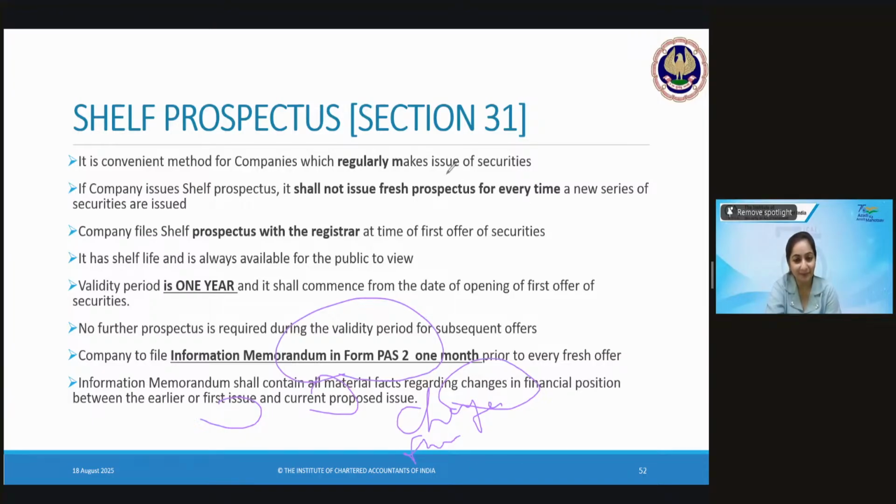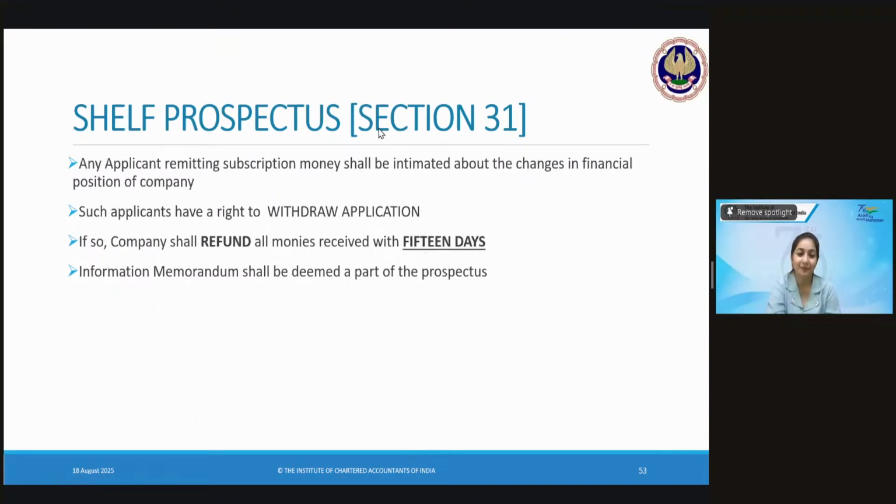Good evening, ma'am. Any applicant remitting their subscription can withdraw their application if they want, and if they withdraw their application, the company shall refund their money within 15 days. Absolutely correct. Well done, Vaishnavi and Ria. I'm so proud of you. So if you are not happy with the changes in the financial position after you have seen the information memorandum, feel free to withdraw your money if you have paid advance money, and the company shall refund it within 15 days.